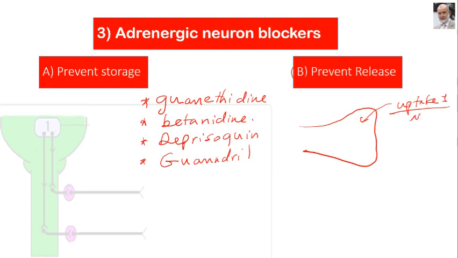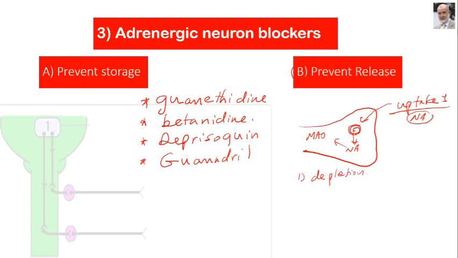Uptake 1 is responsible for the uptake of noradrenaline, the physiological inactivation process of noradrenaline. So these drugs enter the nerve terminal first, and then they displace noradrenaline from the nerve terminal, and noradrenaline will be exposed to monoamine oxidase. So the first effect will be depletion.